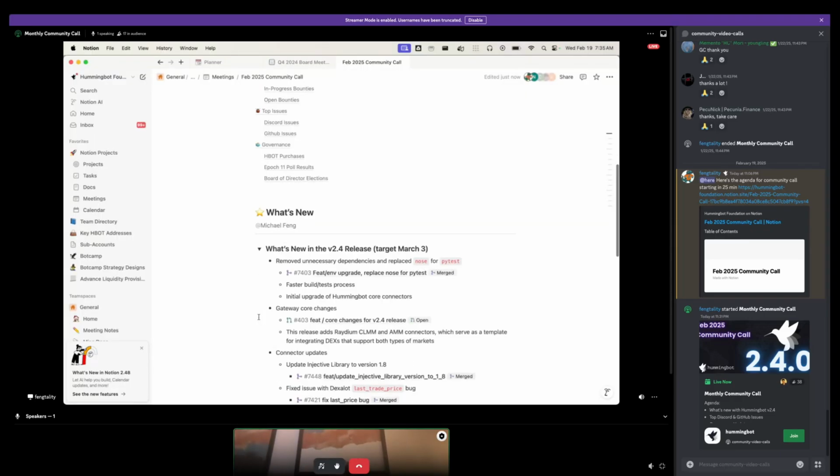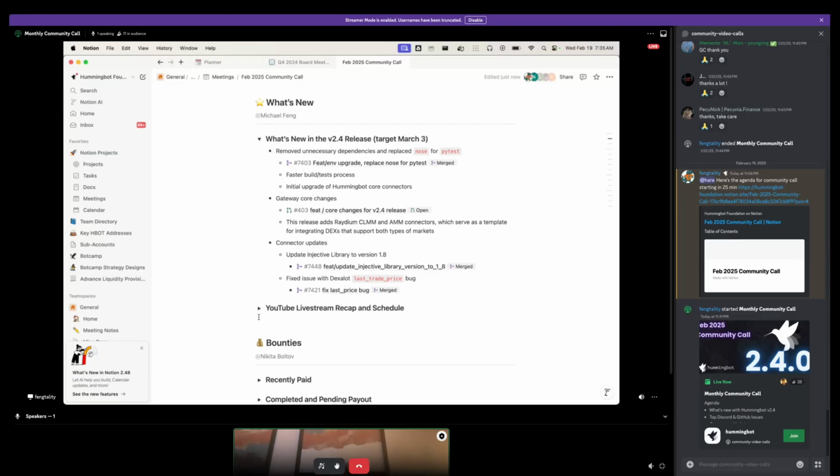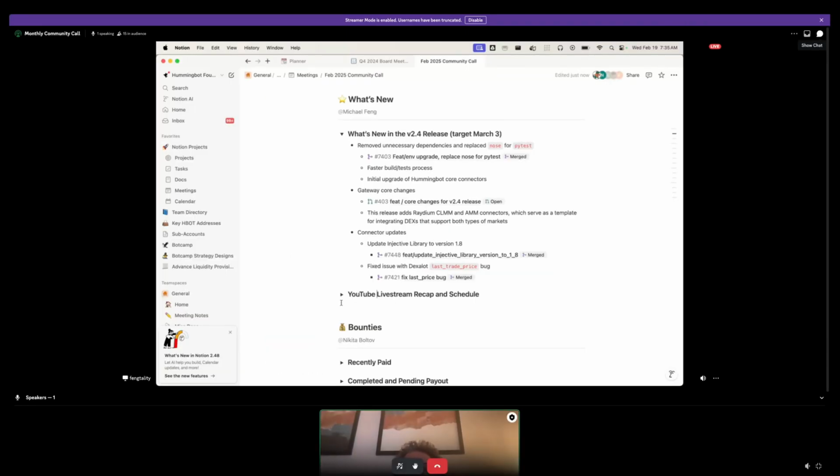In the 2.4 release, this is ongoing right now. There's a bunch of commits that are hitting the development branch on both Hummingbot and on the gateway side. In Hummingbot, we're doing a big upgrade of the core connectors. Fede upgraded the libraries for a lot of the dependencies that we have in Hummingbot. He also replaced nose tests with Pytests. And I think he looked at how a lot of the connector tests were mocked and improved them. That's resulted in a much faster continuous integration process.